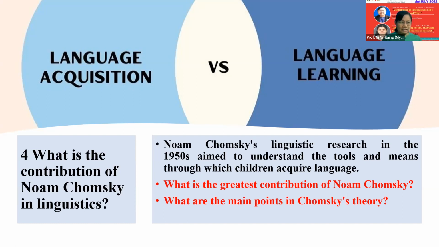For the second sub-question, what are the main points in Chomsky's theory? My understanding is that he started his research into language in the 1960s. He suggests that children are born with an innate ability to learn languages. The key principle of Chomsky's model of language acquisition is that everyone is born with the capacity to develop and learn any language.